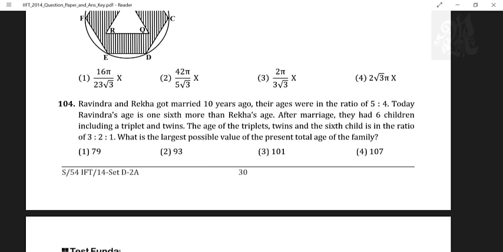After marriage they had 6 children. Ravindra seems to be legit. A triplet and twins. So there are triplets and twins and one more child. So there are 6. The ages of the triplets, twins and the single child are in the ratio 3:2:1. What is the largest possible value of the present total family age?